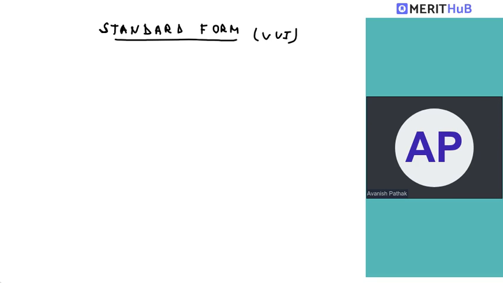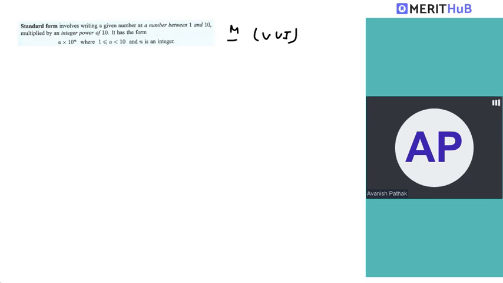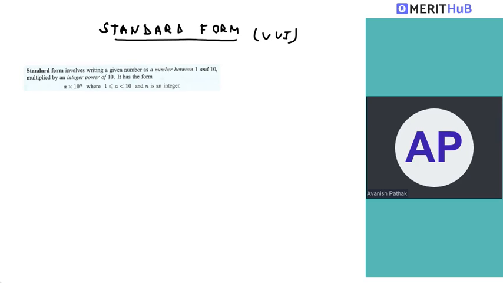Now, what is a standard form? First of all, please remember the definition. I'm putting it up here. A standard form involves writing a given number as a number between 1 and 10 multiplied by an integer power of 10. That means if I have to represent it in the form of a into 10 to the power n, where a has to be greater than or equal to 1 but less than 10. Right? That's the restriction that we follow for standard form.